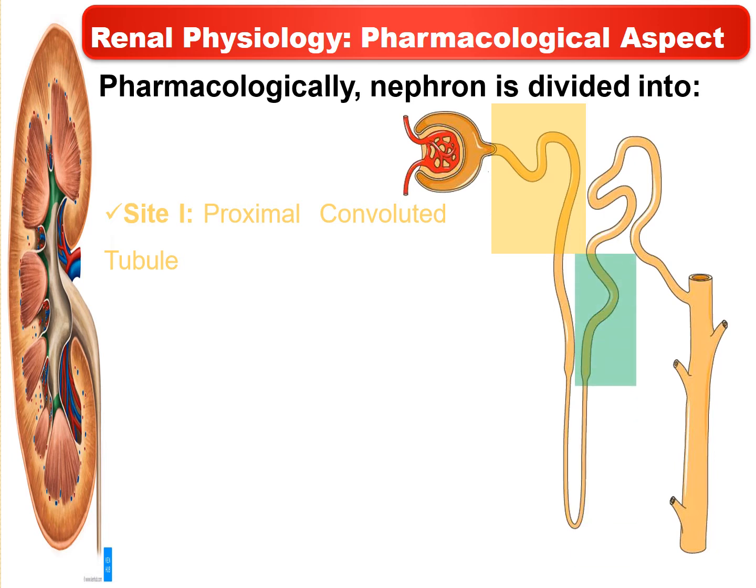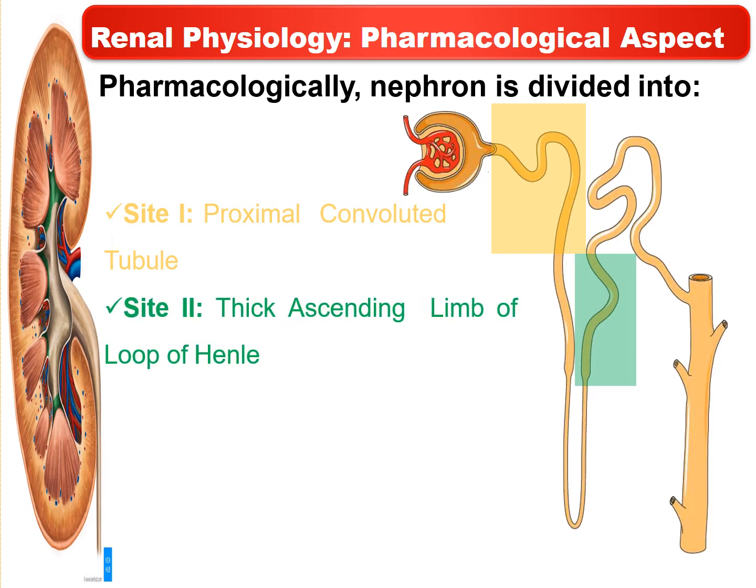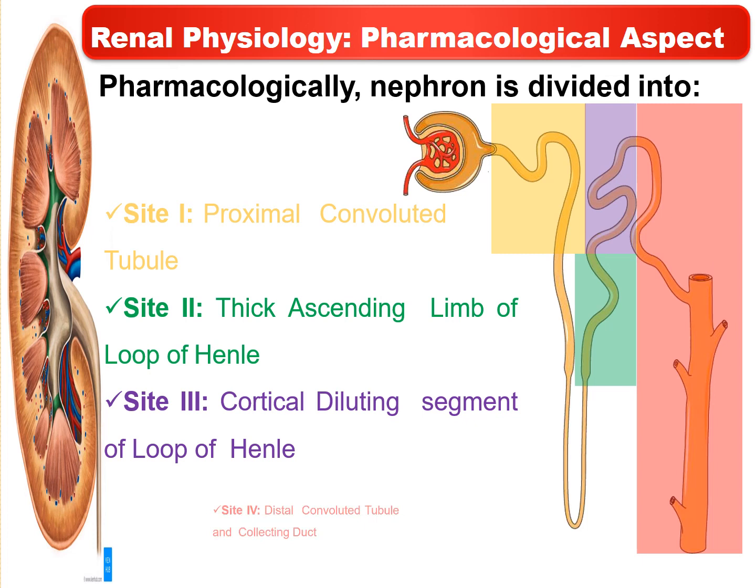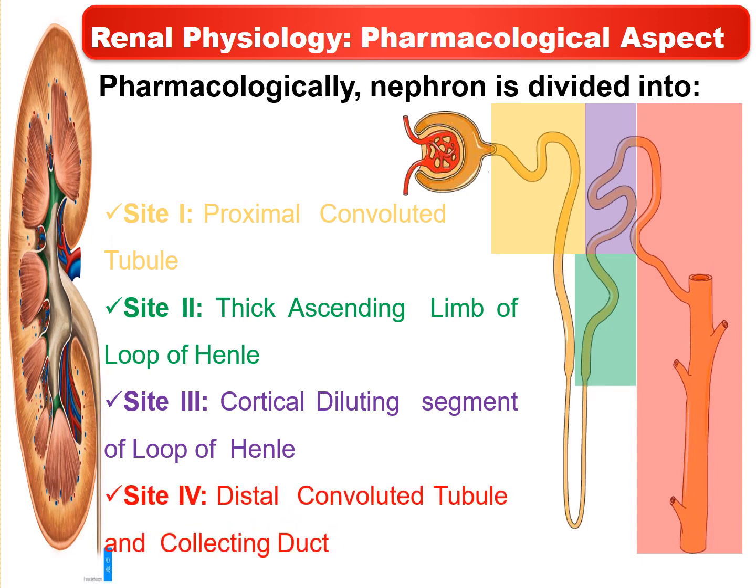This one is considered as site 2, which is the thick ascending limb of the loop of Henle. And this one is considered as site 3, that is the cortical diluting segment of the loop of Henle. And this one is considered as site 4, that is composed of the distal convoluted tubule and the collecting duct.